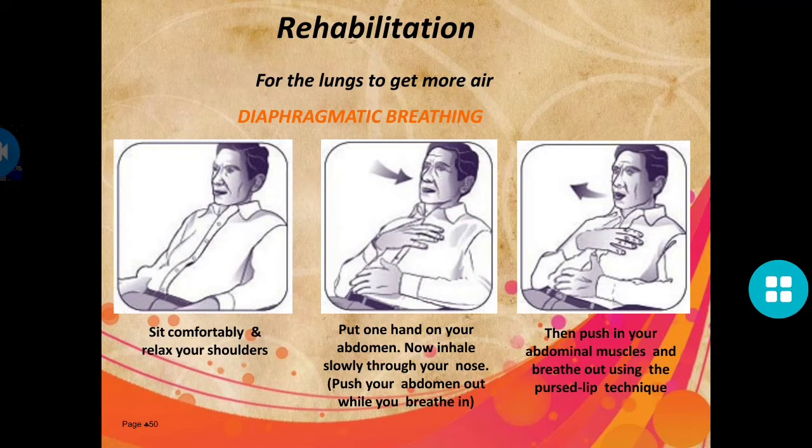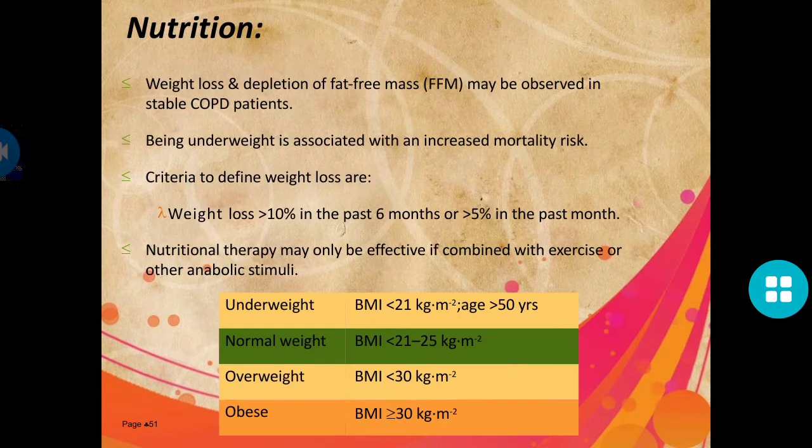Next, for the lungs to get more air, diaphragmatic breathing. Sit comfortably and relax your shoulders. Put one hand on your abdomen. Now inhale slowly through your nose. Push your abdomen out while you're breathing in. Then push in your abdominal muscles and breathe out using the pursed lip technique. This is very helpful for patients who have COPD.